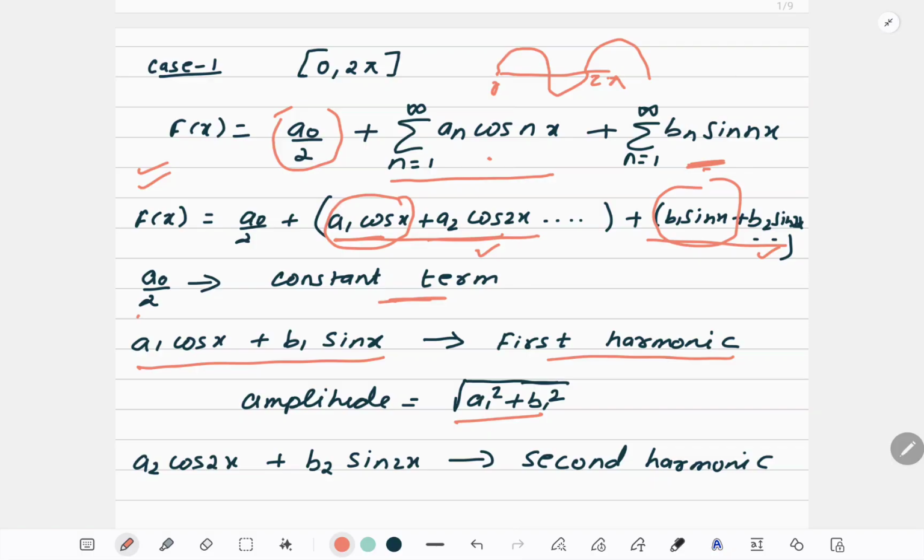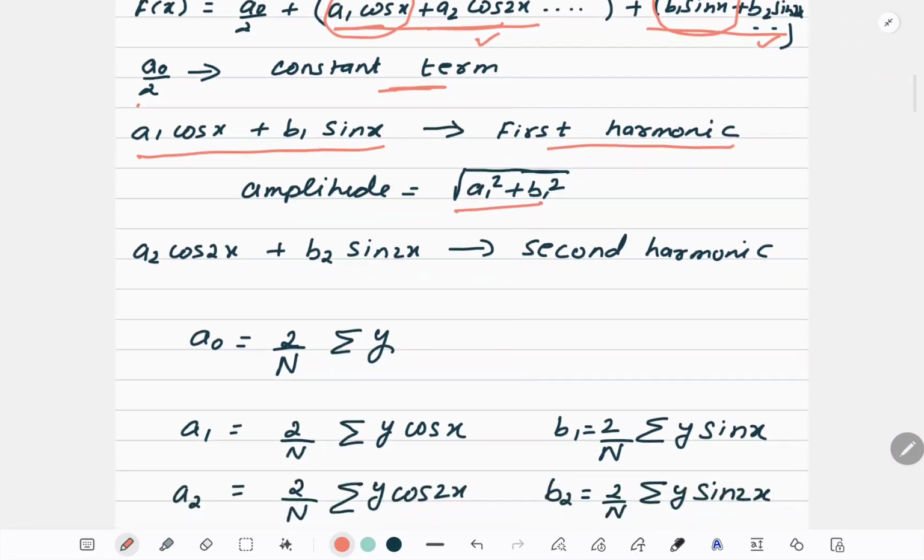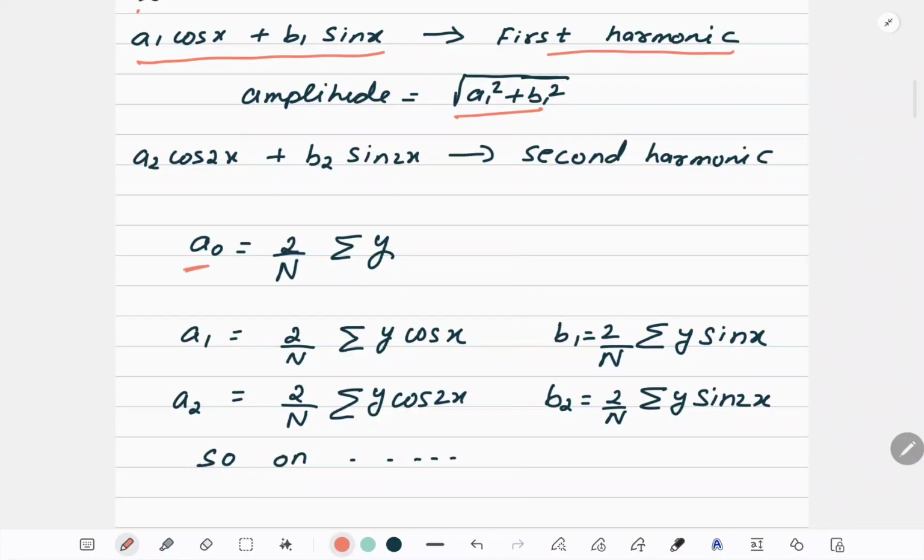So the very first thing you have to do when you see a question of harmonic analysis is see what interval is given. Then write down this formula. Then write a naught by 2 as the constant term, this is the first harmonic and this is the second harmonic. Now, how to get these constants? First step, I will find a naught. The formula for a naught is 2 by n summation of y, where n is the number of values given. A1 is 2 by n summation y cos x. B1 is 2 by n summation y sin x. Same way A2 and B2. You have to learn these formulas.